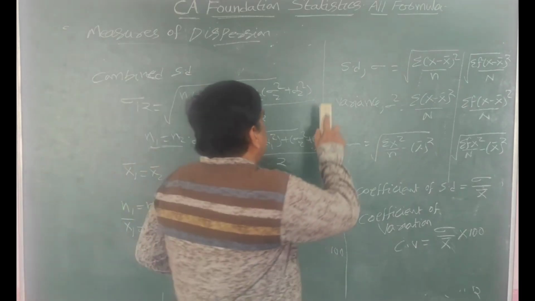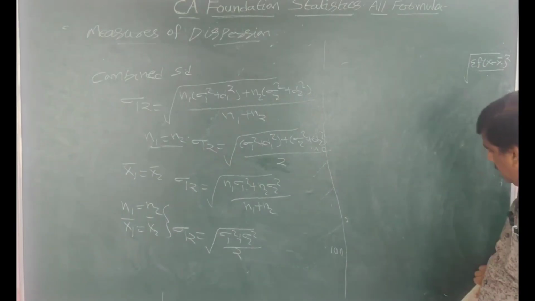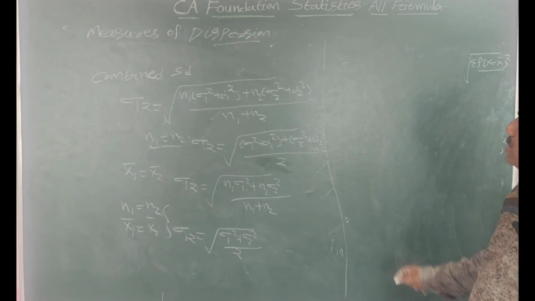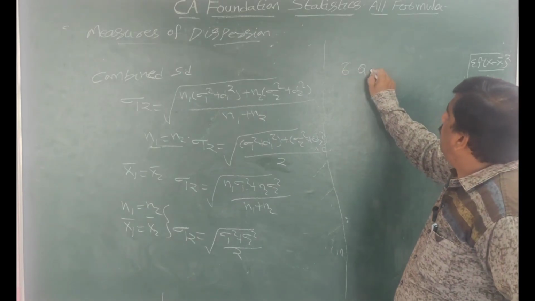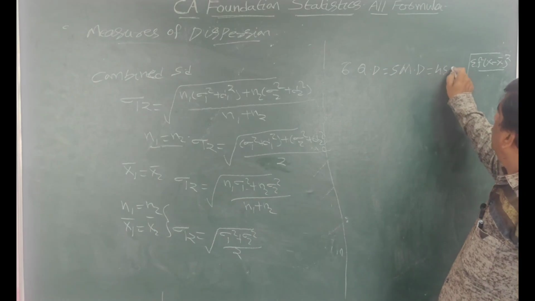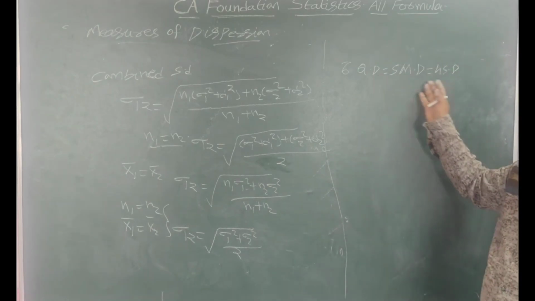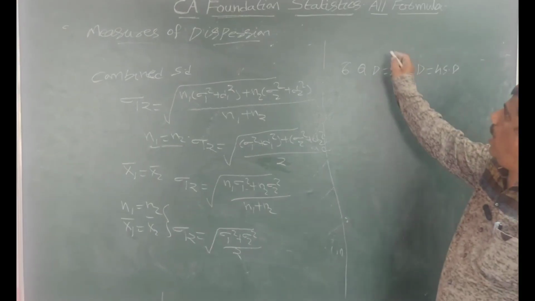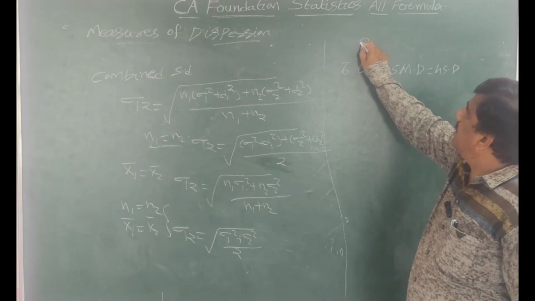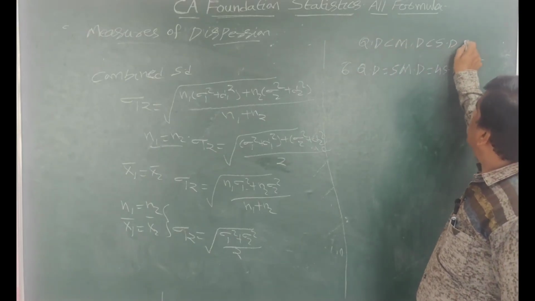After combined SD, now we will move on to the relation between QD, MD and SD. In the case of a symmetric distribution, we have the relation 6QD equal to 5MD equal to 4SD. From this relation, it is clear that SD will always be larger than MD and the least will be QD. That means QD is always less than MD and MD is always less than SD.